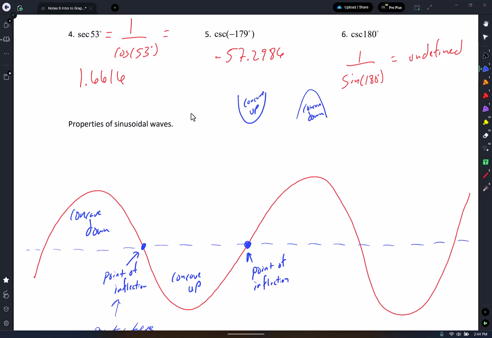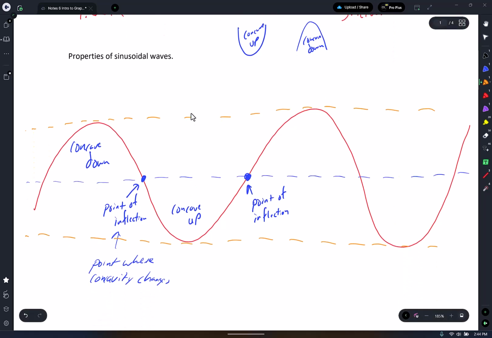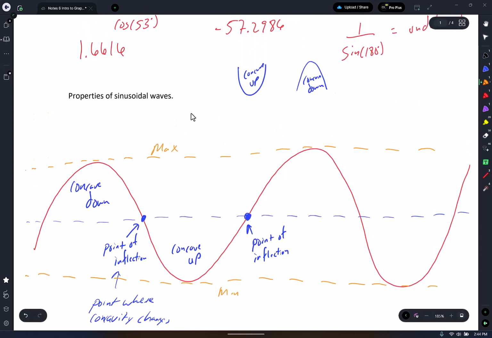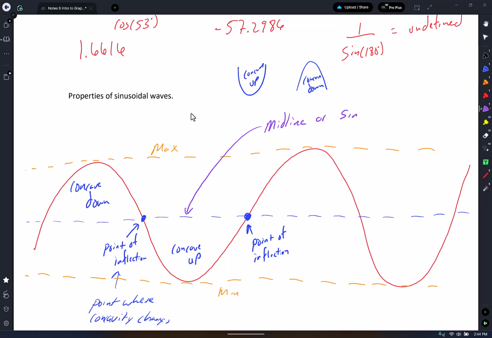Nothing crazy. Let's see what else. I have something called a max on a wave and a min on a wave, assuming it's a typical sinusoidal curve. Because there is something like a sinusoid that increases in amplitude and one that decreases in amplitude as time continues. But we're gonna say this is max and this is min. And what do you think they call the middle? Oh, I already said it. The line in the middle, this blue line, is called a midline or a sinusoidal axis.